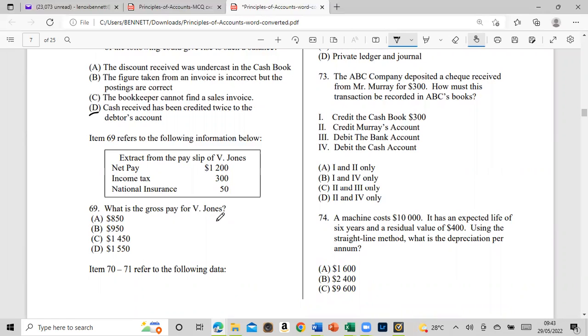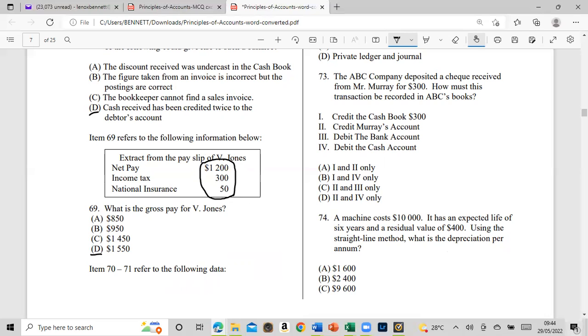And it says item 69 refer to the following information below. And this is an extract from the payslip of D. Jones. So the net pay is $1,200, income tax $300, and national insurance $50. And it says, what is the gross pay for Mr. Jones? All right, so the gross pay will be the total of these. So let's add these. So it will be 1,200. This will give us 1,500 plus $50.